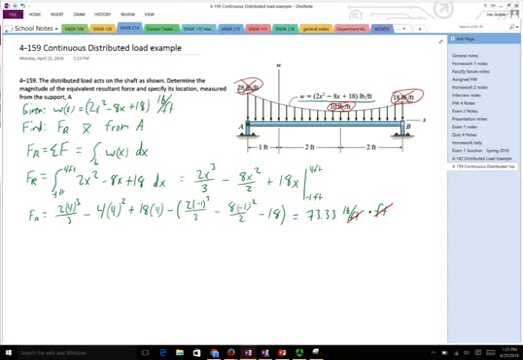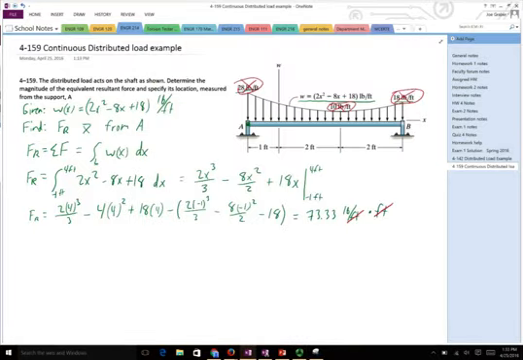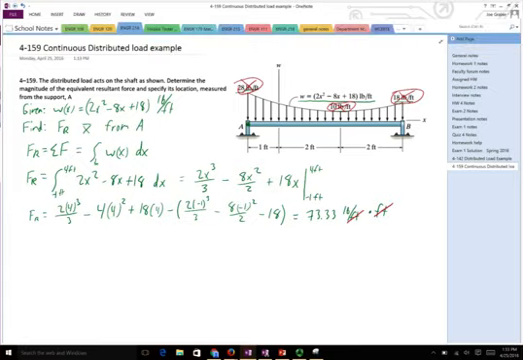Now what we have to figure out is where that loading can be placed to have the same moment about A. So we want to find the moment caused by that distributed load. In order to do that, we have to consider the moment of one infinitesimally small force within the distributed load, and then use that in the integral. To do that, I'm going to draw one of those arrows. Let's just pick this one.